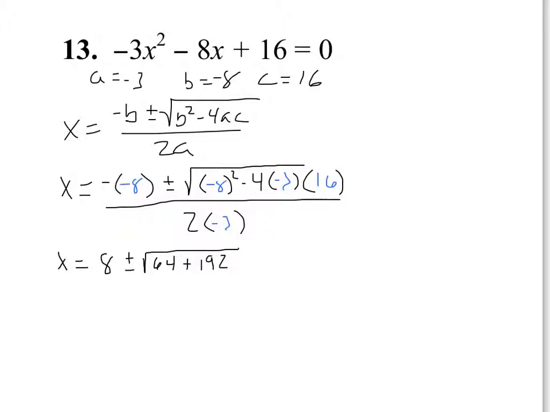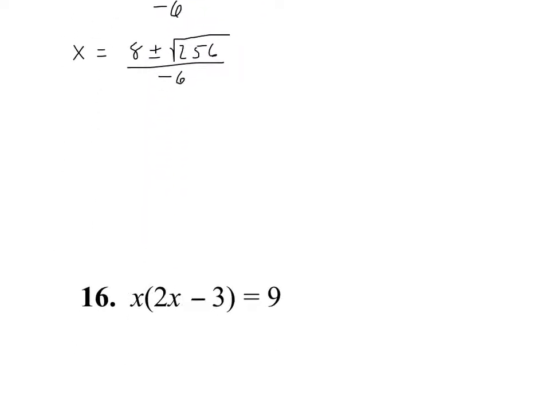+192. And that's over 2 times -3, which is -6. Okay, so now what? Now we have to add, right? So what is 64 plus 192? All right, so x equals 8 plus and minus the square root of 256 divided by -6.